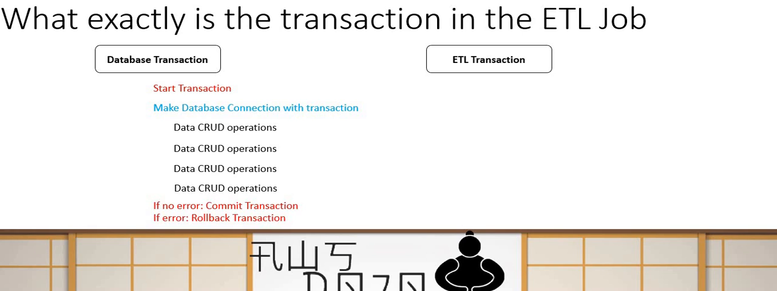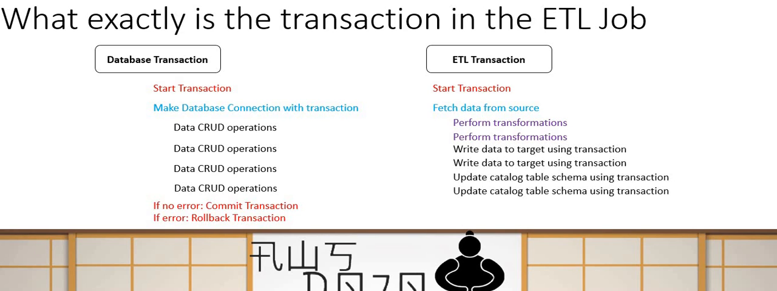Let's now try to compare that with an ETL transaction. So in case of an ETL transaction, you simply start a transaction, then you fetch data from the source. So it's ETL, extract, transform, and load. So you are extracting data from the source. Then you do transformation. So you perform different types of transformation. Now you can do a single transformation or 10 different types of transformation. From one load, you can create multiple small data frames or multiple different data formats, or you can simply have a single transformation. You can do that as well. So you perform transformation on your data. Then you simply write that data to the target using the transaction.